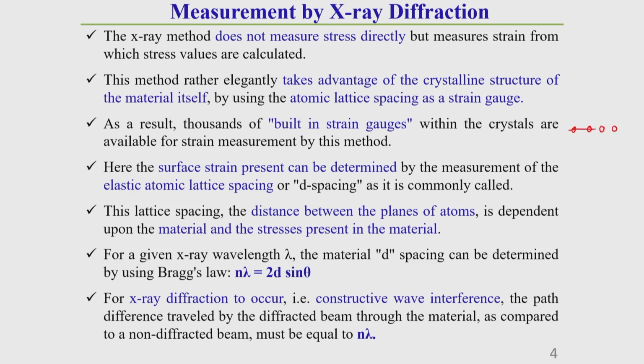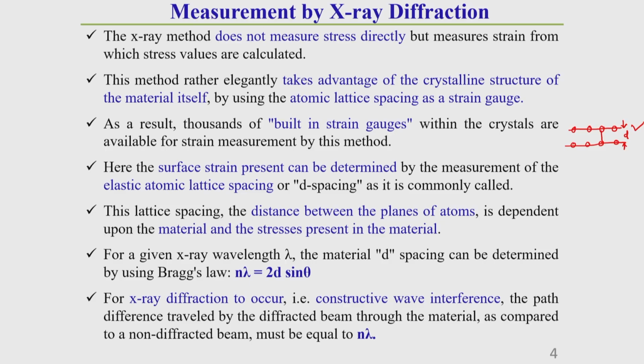Let us say this is one atomic layer, this is another atomic layer. So, by measuring this atomic layer spacing distance, that means from here to here, we can easily predict how much residual stress is available in the specimen. How, I will discuss in detail in subsequent slides.